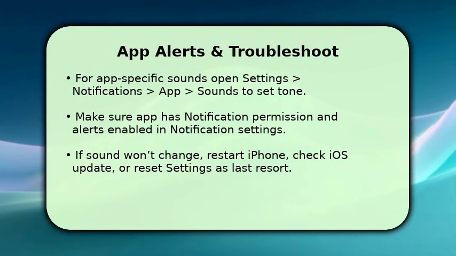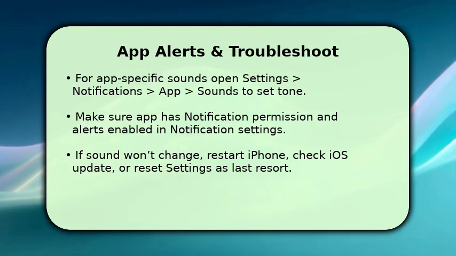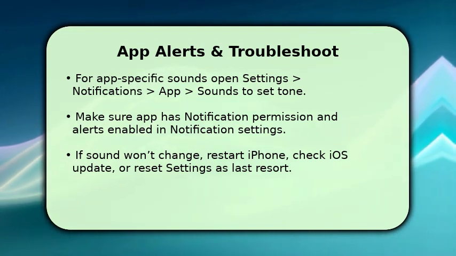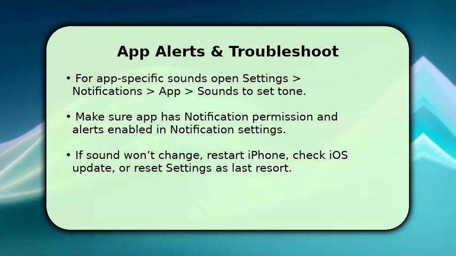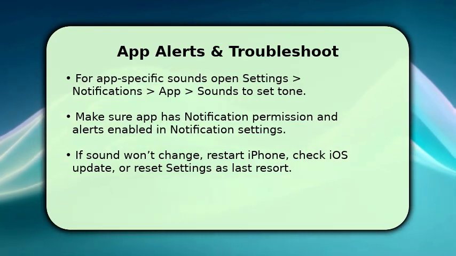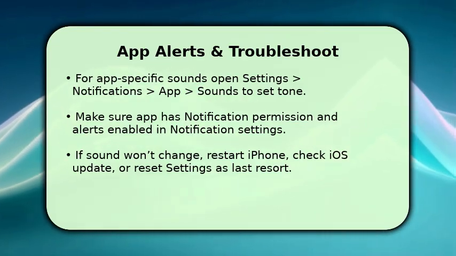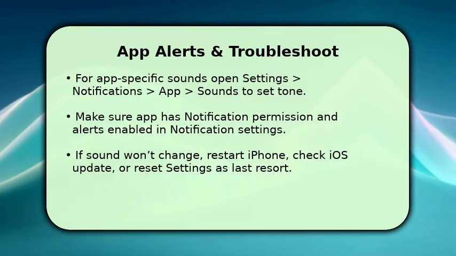Finish by tailoring app-level alerts. Go to Settings, Notifications, pick the app, and choose sounds so each app uses the tone you want. Make sure the app has permission to send notifications and that banners/lock screen alerts are enabled. Otherwise, sound choices won't matter.